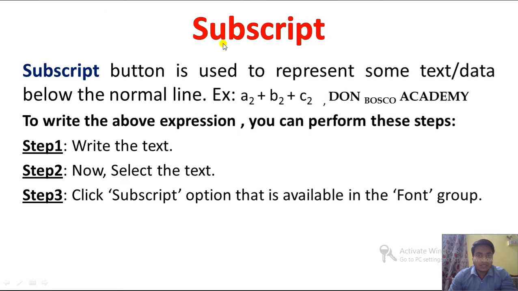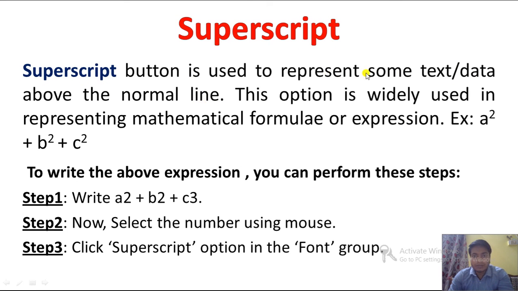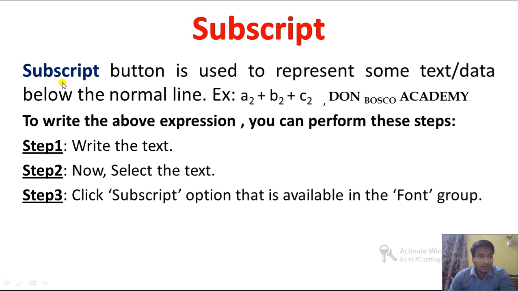Then we have subscript. Now what is this subscript? Subscript button is used to represent some text or data below the normal line. Superscript is above the normal line, subscript is below the normal line. Example, you can see a2 plus b2 plus c3, or text you can see Don Bosco Academy. Bosco you can see here is written just below the normal line. 2 here is also written below the normal line.